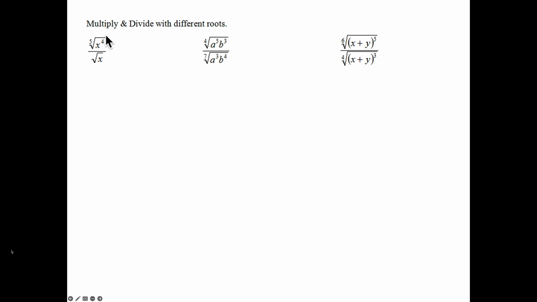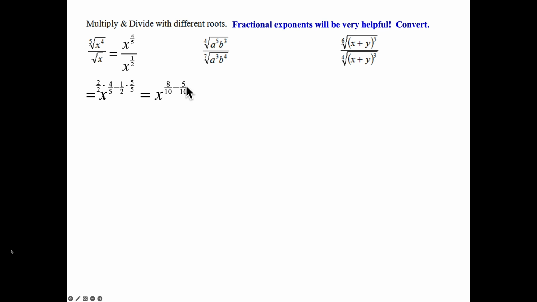So if we had to divide different roots, again, fractional powers, put a 2 there, a 1 there. X to the 4/5 divided by x to the 1/2, now you subtract your powers, but you need common denominators. 5 times 2 is 10, so this fraction gets multiplied by 2 over 2. This fraction, 5 over 5. You're going to get 8 tenths minus 5 tenths, which is x to the 3 tenths, which then converted back to the radical is the 10th root of x to the 3rd.